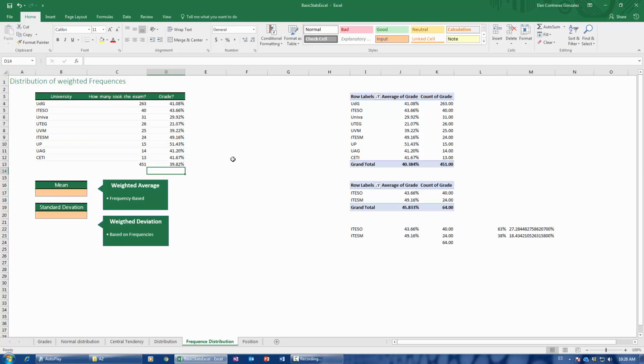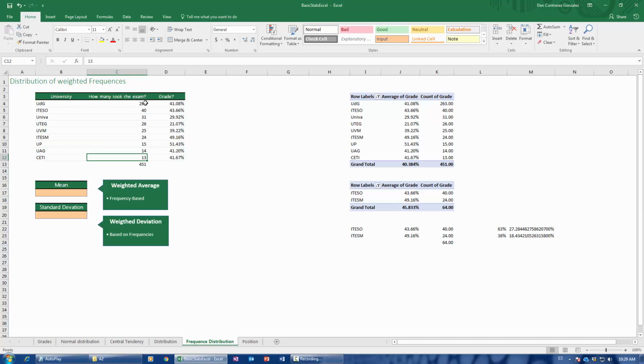All right, well, wrong. Like, terribly, absolutely, invariably wrong. These grades, they're not all made equal, all right? The average grade for the University of Guadalajara is worth far more than the average grade for SETI. Why? Because the University of Guadalajara sent 263 people, whereas SETI has only sent a miserable 13 people. Of course, these guys are going to be worth more, and we have to take that into consideration. We have to weight that, all right?